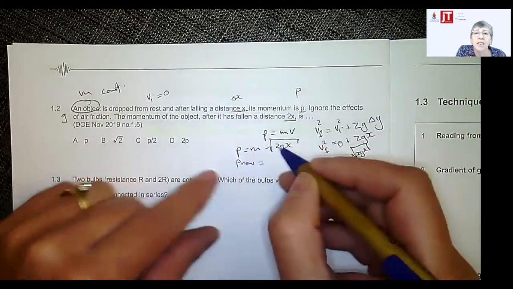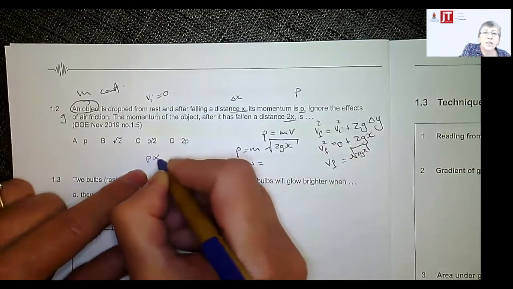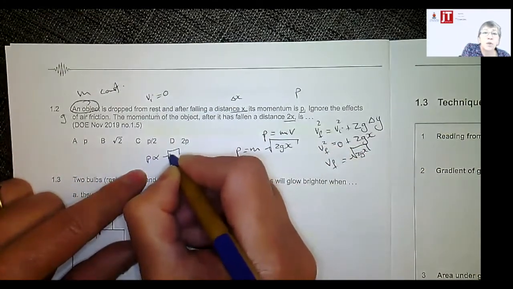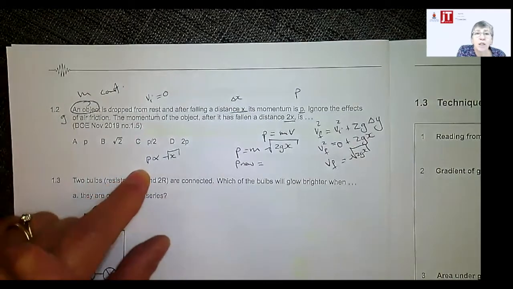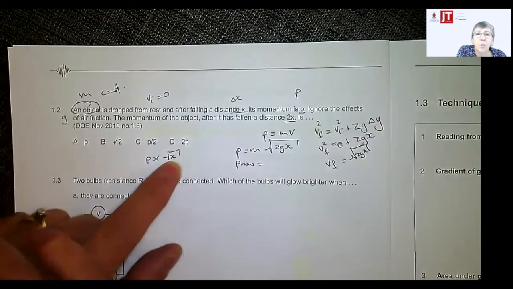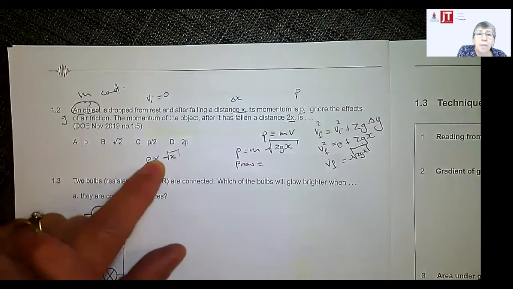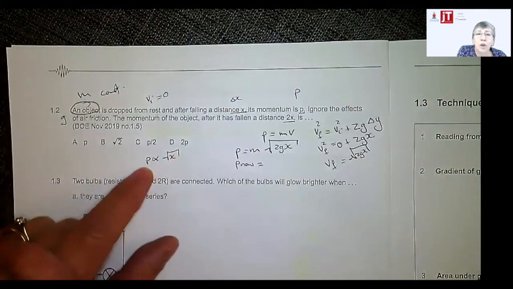So p is directly proportional, if you want to do it the second way around, to the square root of x. So if the x doubles, what's happening to p? P is directly proportional to the square root of 2 then.